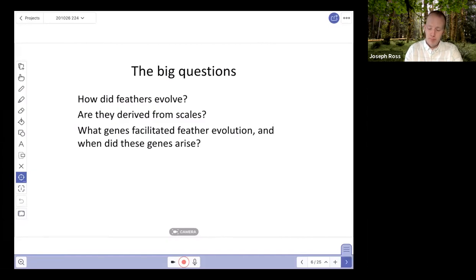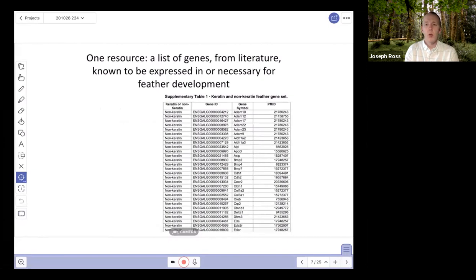One way to approach this is to take a set of genes from published research studies, not necessarily by the authors this week, that are known to be either expressed in feathers or necessary for birds to produce feathers. And this is a small part of the list from the same manuscript that we're looking at, the supplementary table 1. And this is just a tiny part.